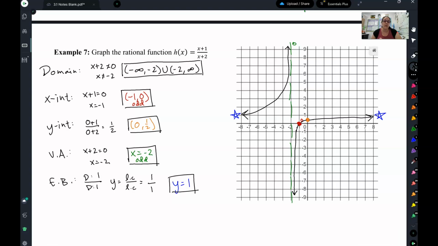In 3.2, we actually aren't going to learn anything new. 3.2 is just lots of more extra practice graphing problems. So we'll do that in the next lesson.